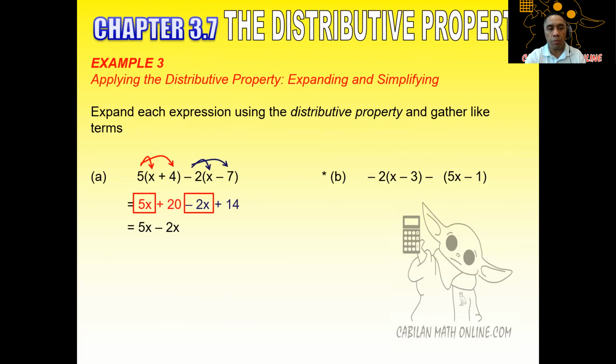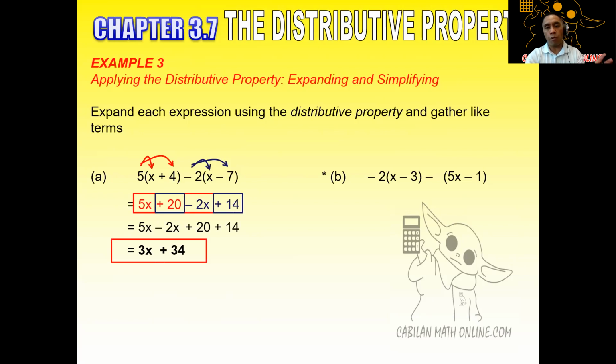Okay, and the only two terms remaining, the two numbers, they are like terms because they're numbers. So we have the 20 and the 14. I'm going to write those side by side. And last but not least, we just need to gather and simplify the like terms, starting off with 5x minus 2x, which is 3x, and then 20 plus 14, which gives me 34. So the final answer to this will be 3x plus 34.